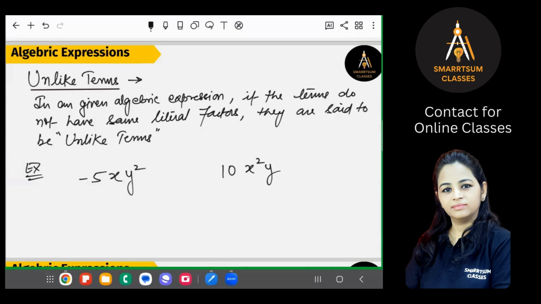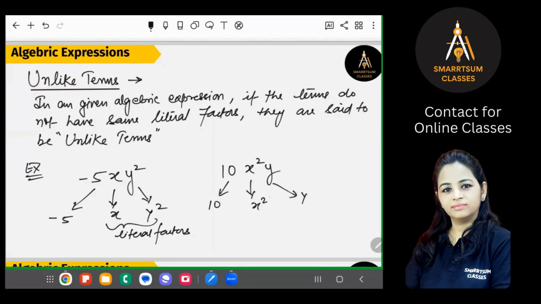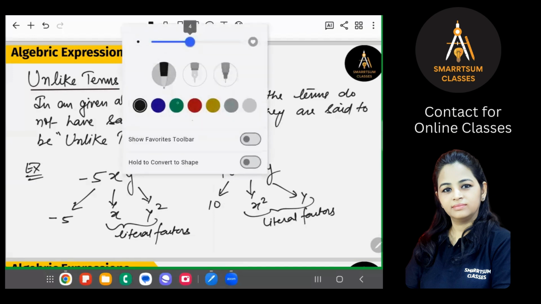For example, consider these two algebraic terms, minus 5xy square and 10x square y. First, find out what are the factors. Constant factor is minus 5. Then we have x and y square, right? So these are the literal factors. Now, for the another algebraic term, 10 is the constant factor. Then x square and y. So here, these are the literal factors. Now, let's see, are they same or different?